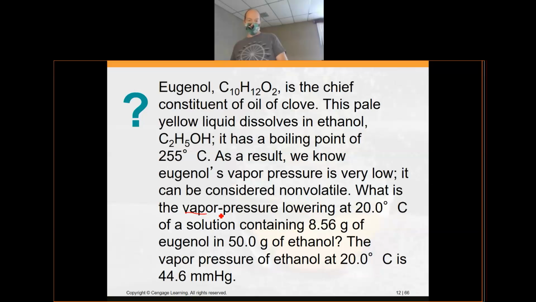All right, so we're looking for the vapor pressure lowering at 20 degrees Celsius. And here is the solution. We have 8.56 grams of the eugenol, which is C10H12O2, in 50 grams of the ethanol. All right, so here is your solute. Here is your solvent.